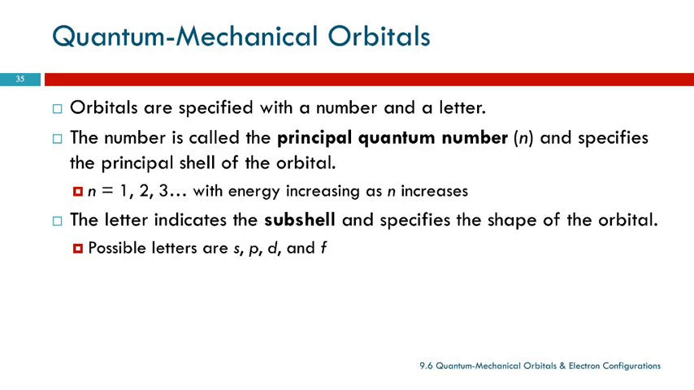The letter indicates sort of a sublevel or a subshell, and that gives us the shape of the orbital. And these letters are not A, B, C, D, as you might expect. S, P, D, and F, there's historical reasons that those letters ended up being used.